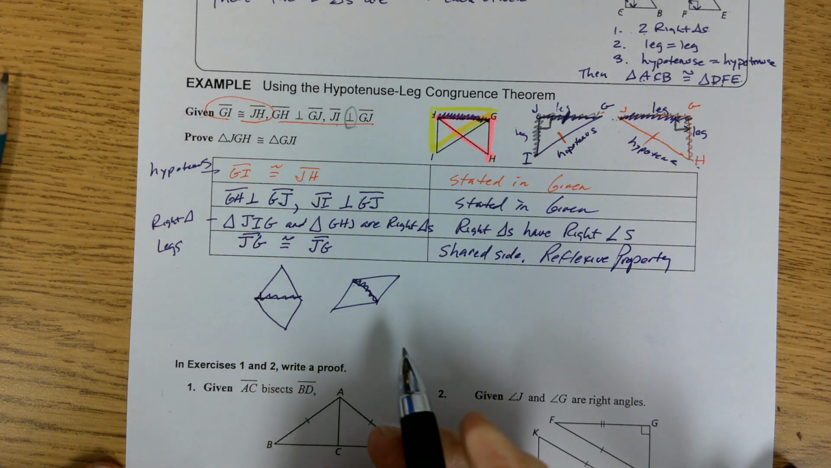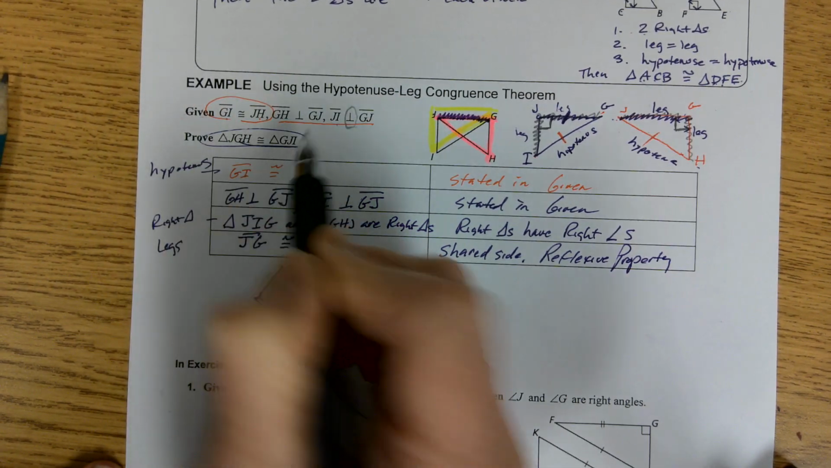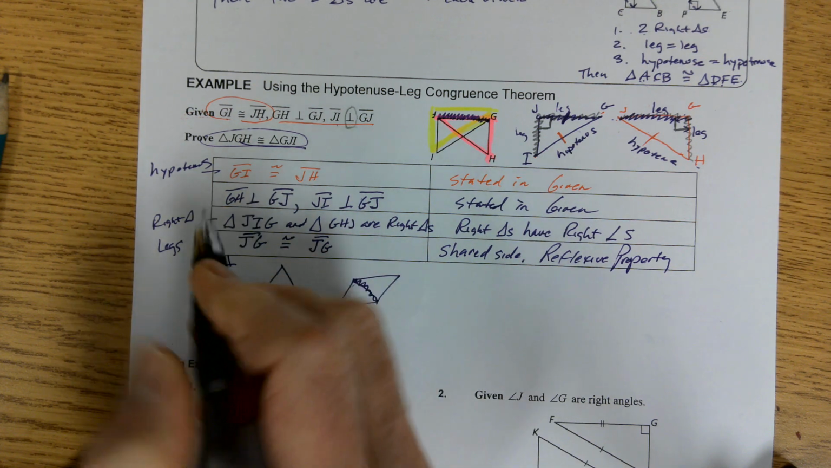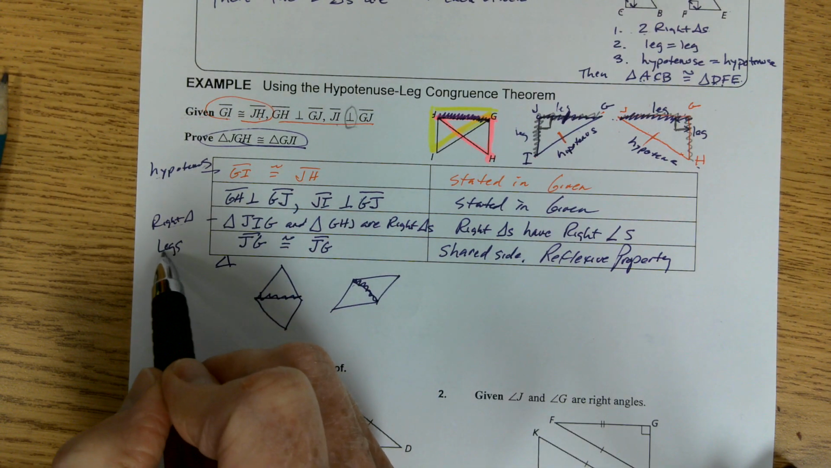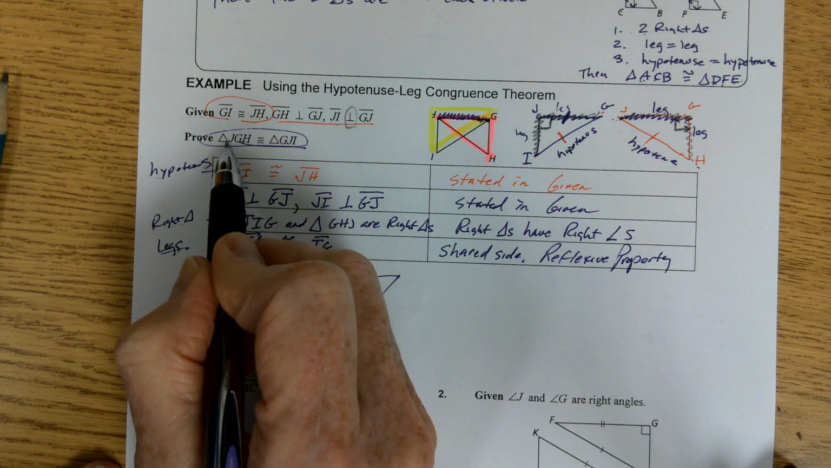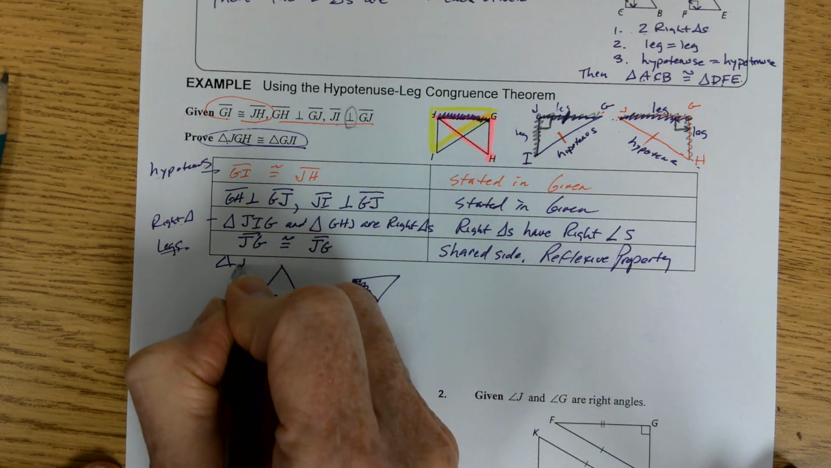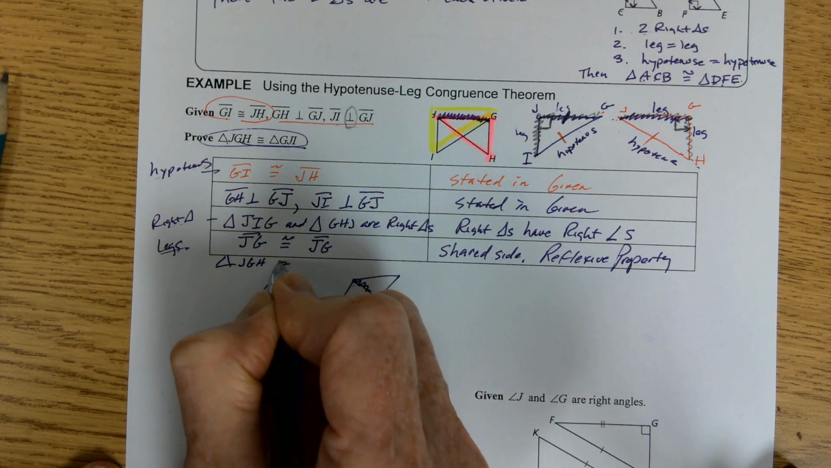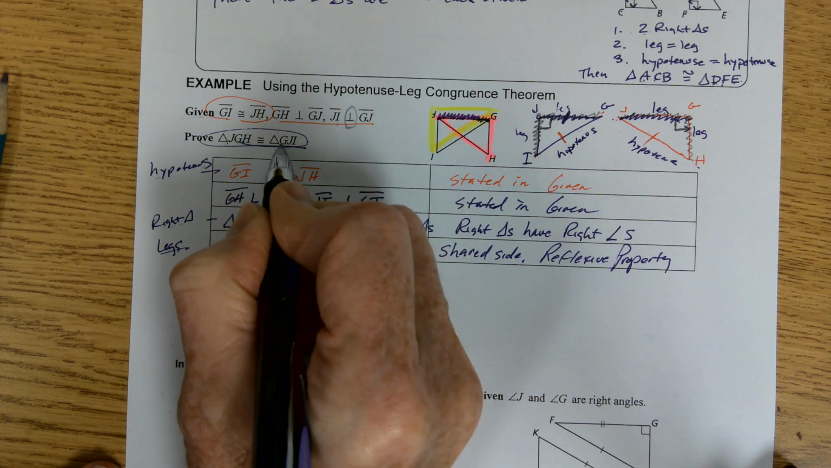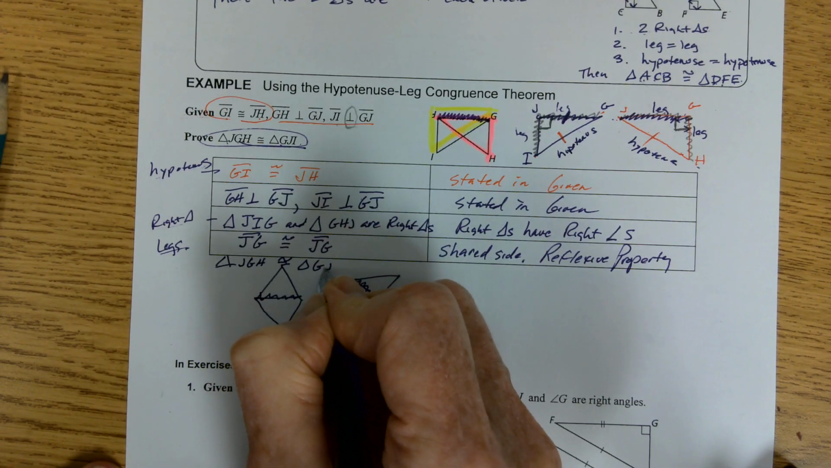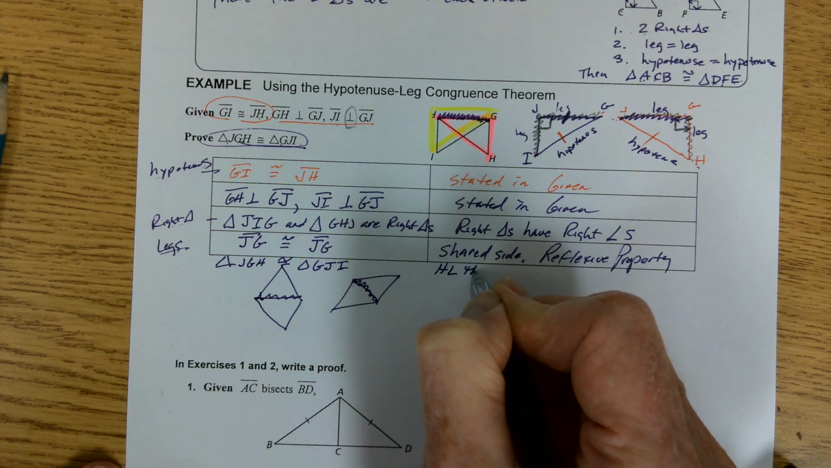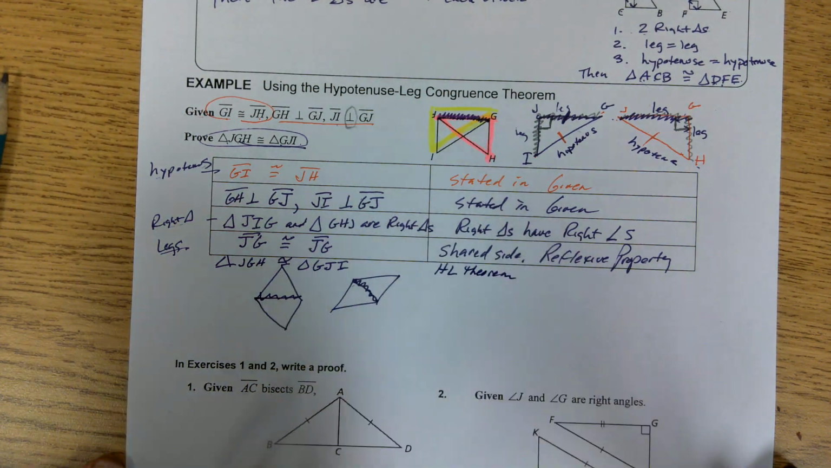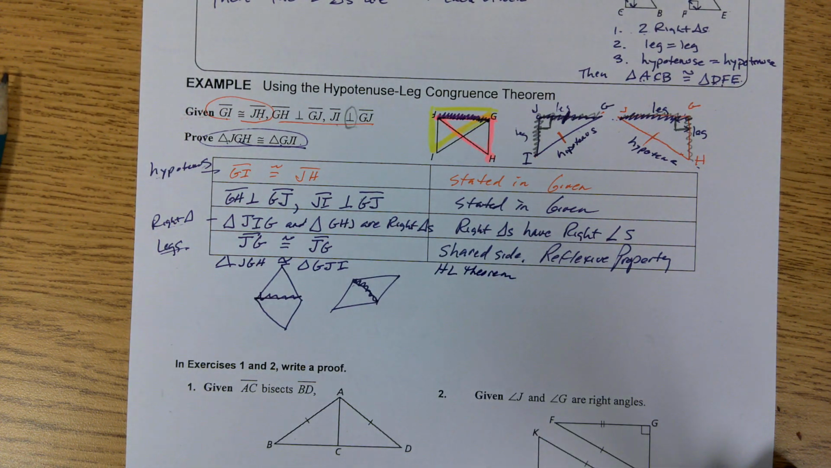Okay, now I could go ahead and say these triangles are congruent. I've got my pair of hypotenuse. They're both right triangles, and I've got a pair of legs. So triangle JGH is congruent to triangle GJI. And the reason is hypotenuse leg theorem. Okay, that's it. You guys try the rest, see what you got. If you need help, come get it.